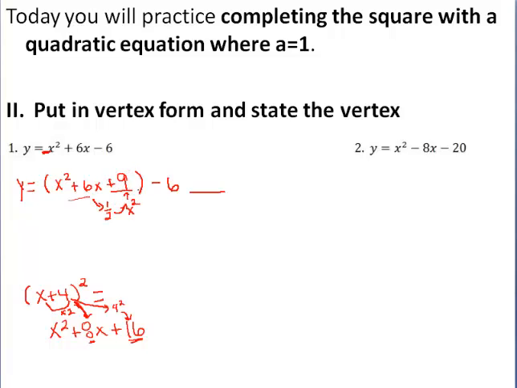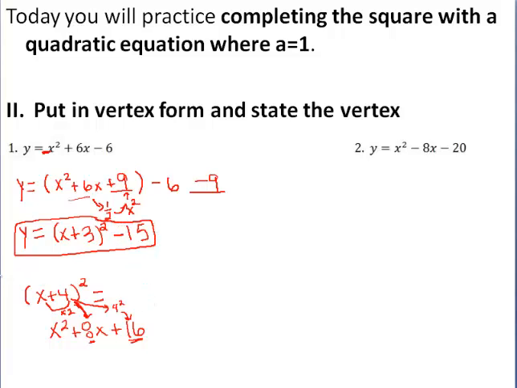Since I added the 9 here, I have to subtract 9 over here to keep it balanced. Then what's in parentheses will now simplify to be the binomial squared. So it's going to be the x, and then whatever half of that number was, 3, and that's going to be binomial squared. Now I just have to add these together. -6 plus -9 is -15. Now that looks like vertex form because we have x minus h, so my h value is -3, quantity squared minus 15. So here it is in vertex form.